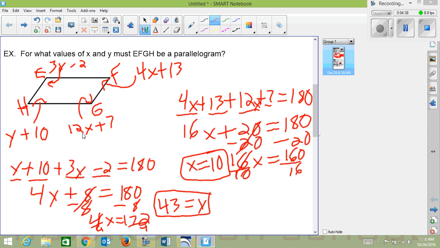And then you could check the other side as well. 12 times 10 is 120. 120 plus 7 is 127. You could check it this way: 127 plus 53 is 180. If you plug the y in for this one, it will also equal the 127. So there we have, using our three rules, solved for x and y.